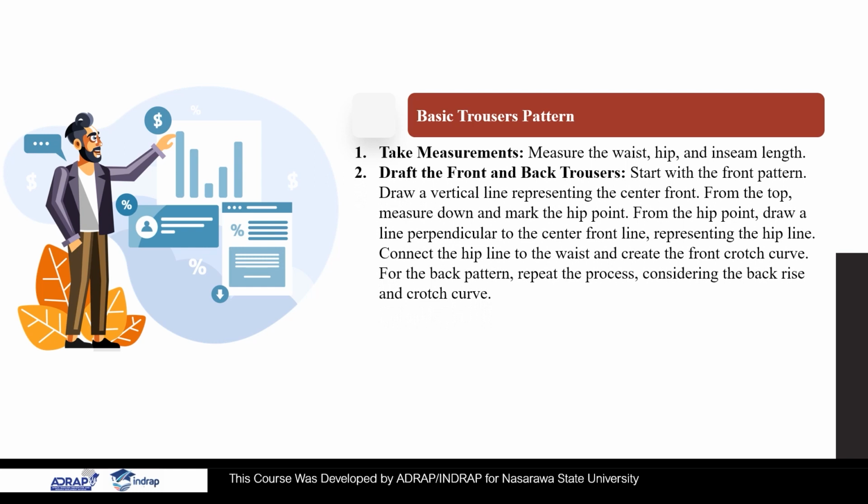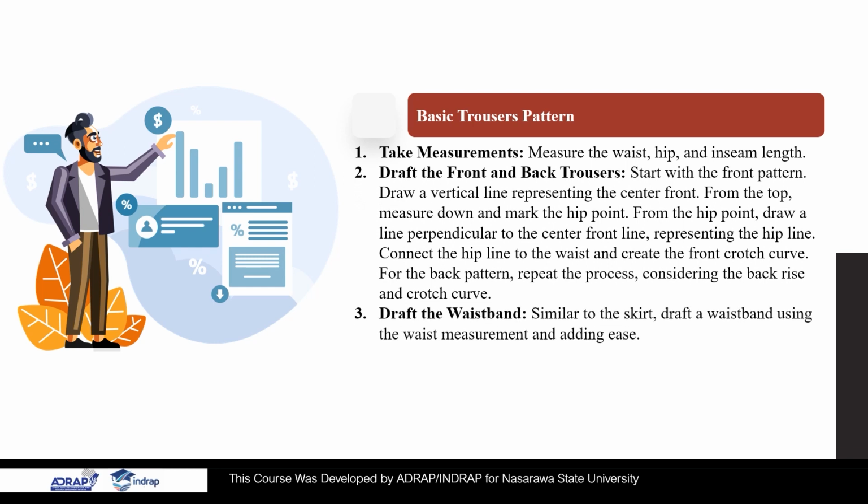From the top, measure down and mark the hip point. From the hip point, draw a line perpendicular to the center front line, representing the hip line. Connect the hip line to the waist and create the front crotch curve. For the back pattern, repeat the process considering the back rise and crotch curve. Draft the waistband. Similar to the skirt, draft a waistband using the waist measurement and adding ease.